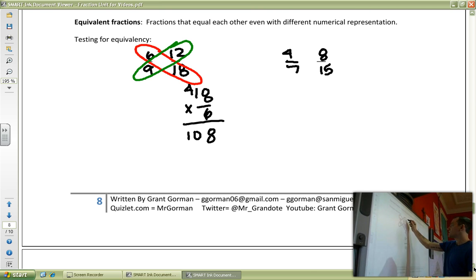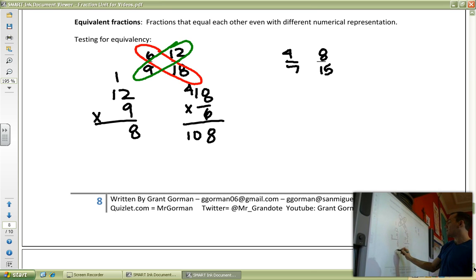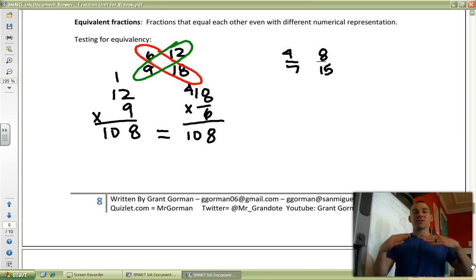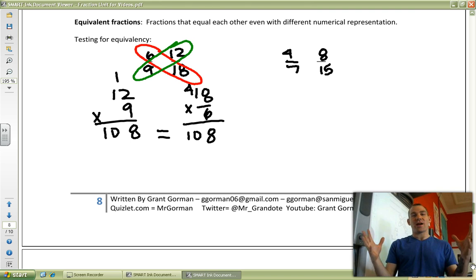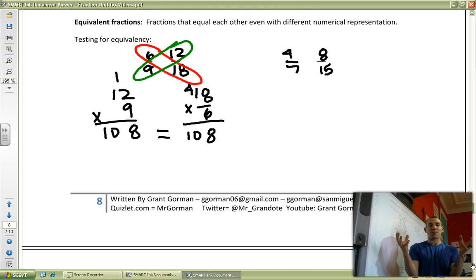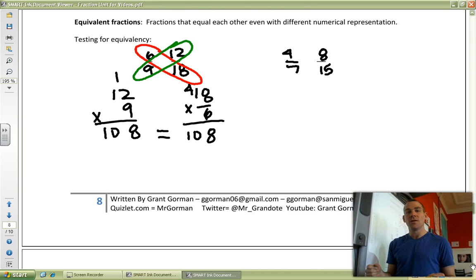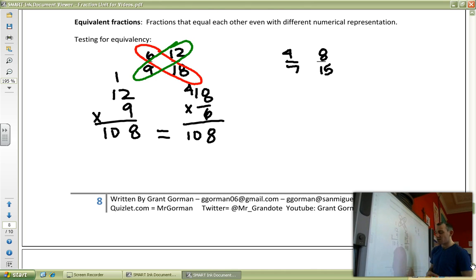Now let's do over here, 9 times 12. Again, if you don't know how to do it in your head, show the work. Don't be lazy. 8, carry my 1, 108. 108 equals 108. That's going to tell me that those two fractions are equivalent. If you can cross multiply two different fractions and have their products come out as equal, then you'll know that those fractions are also equal.